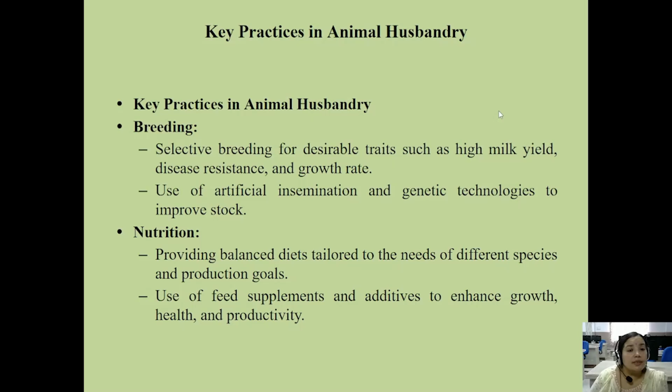These are the key practices in animal husbandry. Breeding: we use selective breeding for desirable traits, generating high milk yield, disease resistance and growth rate, and use artificial insemination and genetic technologies to improve stock. Nutrition: providing balanced diets tailored to the needs of different species and production goals, different for cattle, goats, cows and buffaloes, and use of feed supplements and additives to enhance growth, health and productivity.